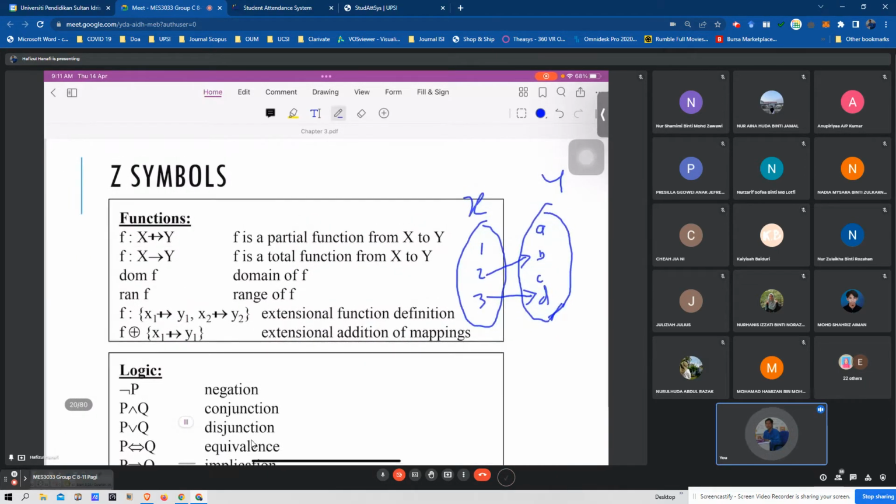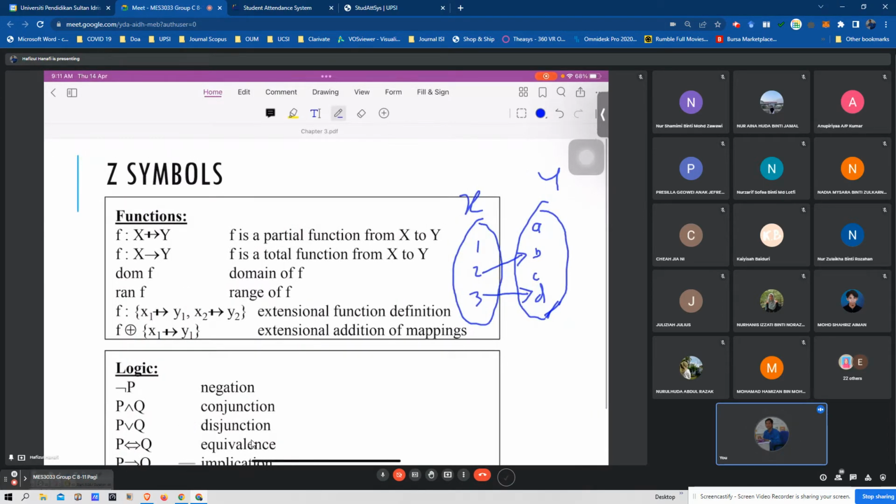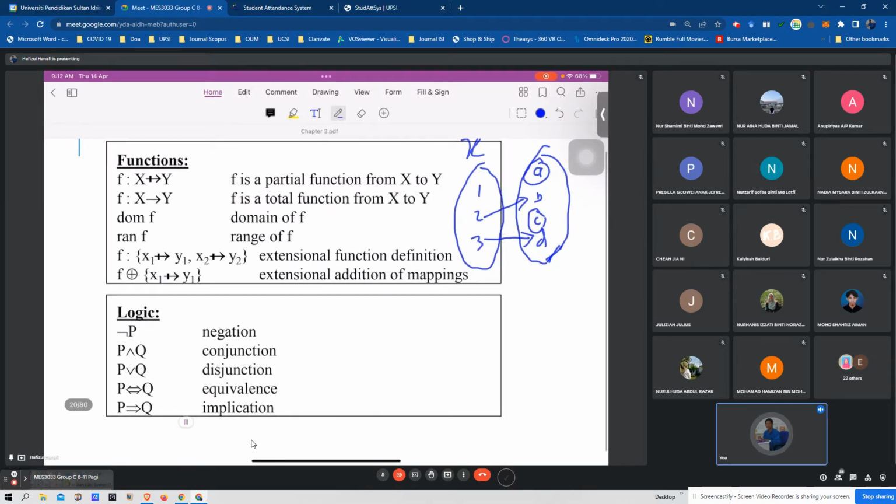And then we have a partial function and a total function. Partial means that if you have x and y, it maps only some of them. Let's say 1 to a, 2 to b and 3 to d, but c and e are not mapped. And then we have the domain of f, range of f, and then extensional function definition, and extensional addition of mapping. And then we have the logical operations that you learned in discrete mathematics.